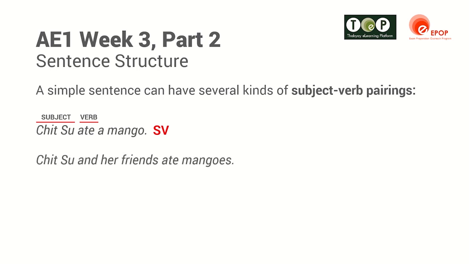But what about this sentence? Chitsu and her friends ate mangoes. What about the subject or subjects in this sentence and the verb? So, the people that were doing things were Chitsu. Therefore, Chitsu is a subject, but also her friends. So in this sentence, there are two subjects, Chitsu and her friends. And the verb is, as before, ate. So we can say this is an SSV, or a subject-subject-verb sentence formula.